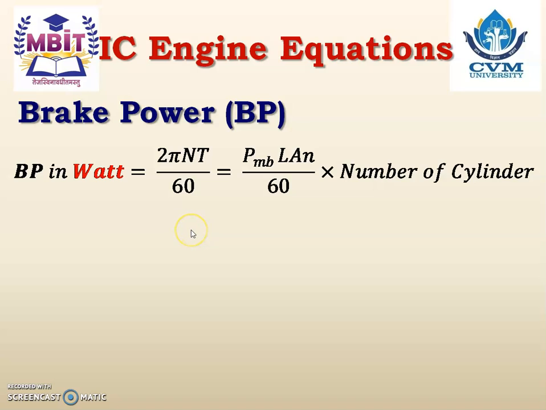So now let us study the parameters. The first parameter is 2 pi, constant. N is the engine speed in RPM, that we have already studied. Capital T is equal to brake torque in Newton into meter. So if we substitute the brake torque in Newton into meter, then we can get the brake power in watt. If it is in kilonewton into meter, brake power will be in kilowatt.